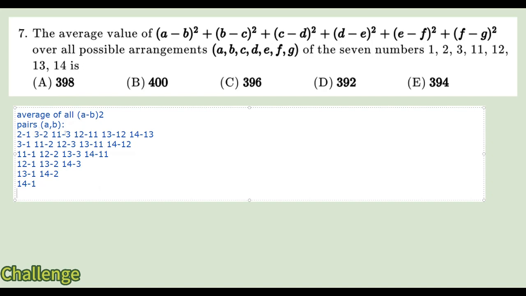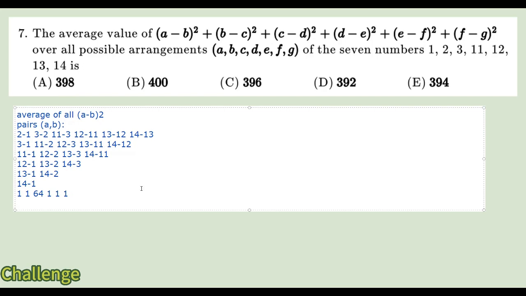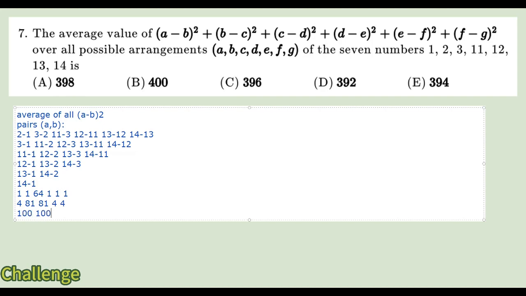minus 2, 12 minus 11, 13 minus 12, and 14 minus 13, which are all 1. So when they're squared, they're still 1. So we have 1, 1. 11 minus 3 is 8, so it's 64. 1, 1, 1. And then the next one, 3 minus 2, this is 2. And then the next one is 9, so 81. Oh, wait, no, 4. My bad. And then after that, we have 81 again, and 4, and then 4. And then we have 100, 100, 100, and 9.